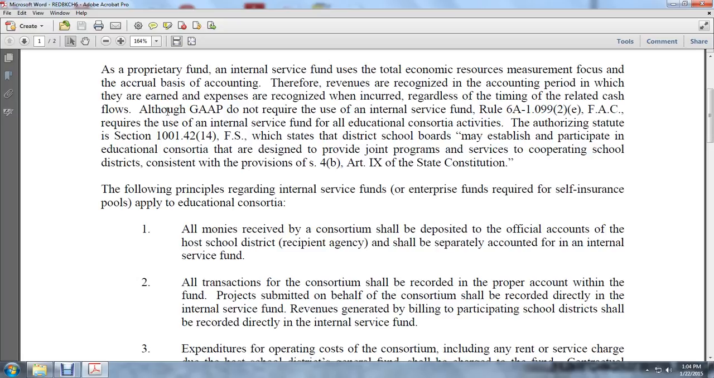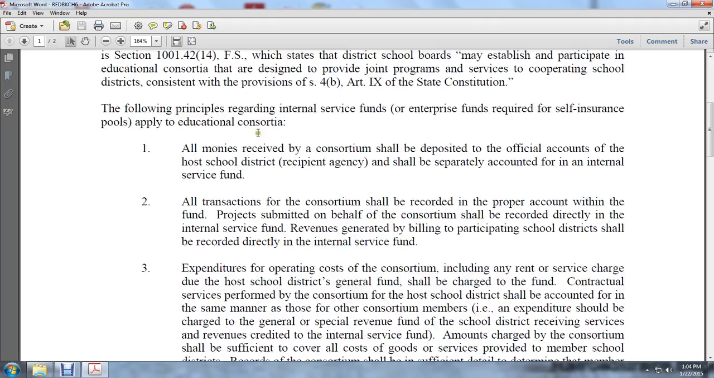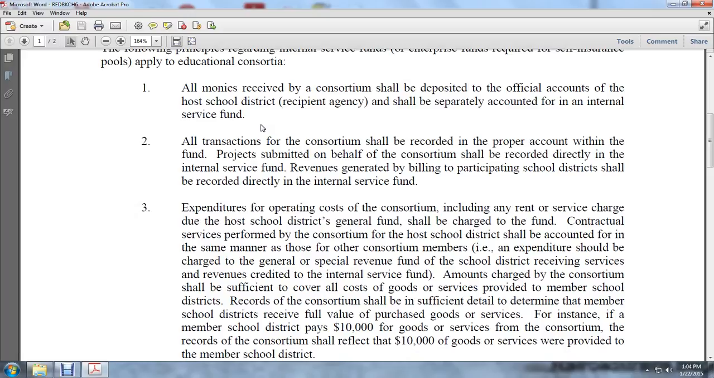2. Revenues generated by billing the participating school districts shall be recorded directly into the internal service funds. 3. The expenditures of the operating consortium, including any rent or service charges due to the host school district's general fund, should be charged to the fund. Contractual services performed in consortium with the host school district shall be accounted for in the same manner as those of the consortium members. Expenditures shall be charged to the general or special revenue fund of the school district receiving services, with revenues credited into internal service funds. Amounts charged by the consortium shall be sufficient to cover all costs of the goods and services provided to the member school districts.